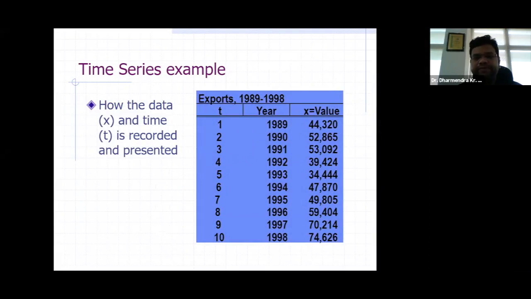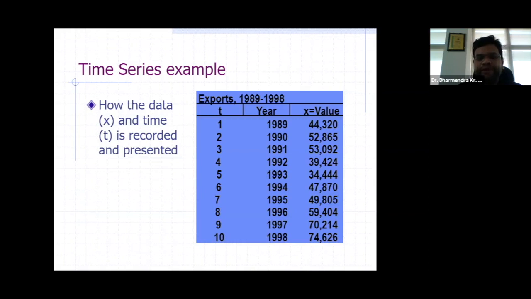So, hello everyone. In the previous lectures, we have talked about the different types of time-dependent data, like time series data, cross-sectional data and panel data, and their examples also. This session is particularly for time series analysis, so we will talk about time series data only.